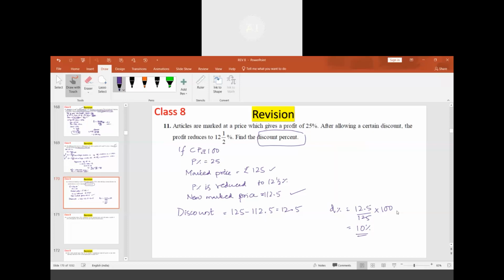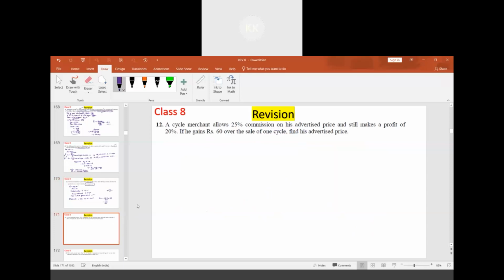I think it is correct. 10% of 100 is not 12.5, sir. But 10% of 112.5 is 12.5 only. No, you just think here. I think this is the correct answer. Shall we move to the next question? Yes, sir.